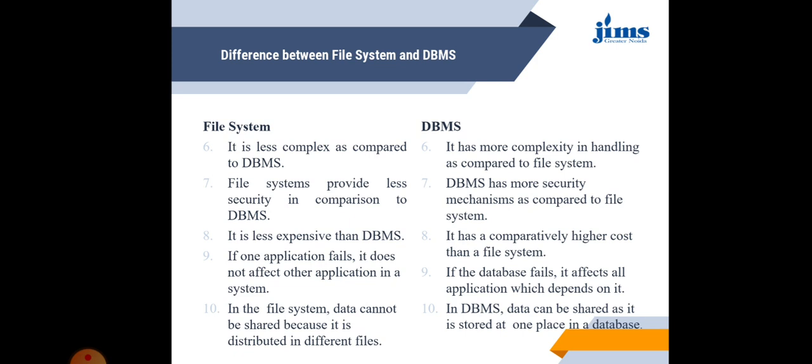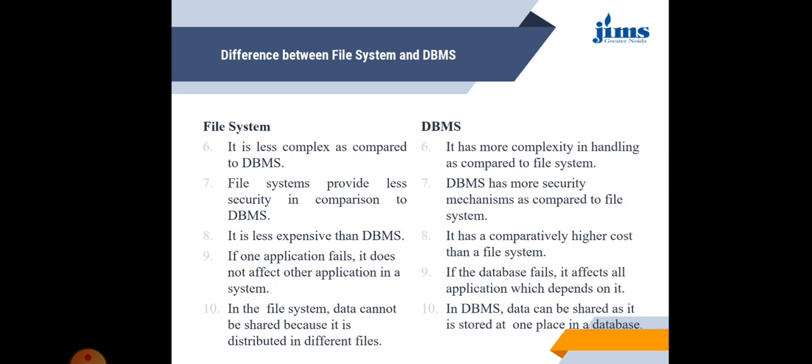The file system is less expensive than DBMS because there is no need of anything in the file system, but DBMS has a comparatively higher cost. If one application fails in the file system, it does not affect other applications in the system. In the database system, if the database fails, it affects all the applications which depend on it. In the file system, data cannot be shared because it is distributed in different files. In DBMS, data can be shared as it is stored in one place in the database.